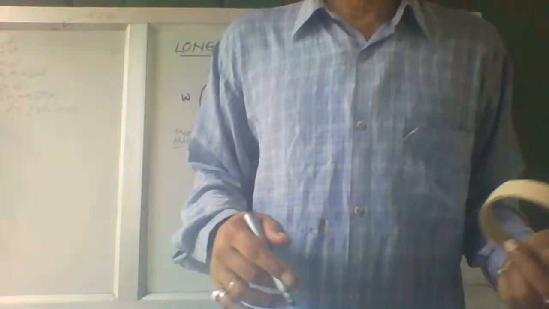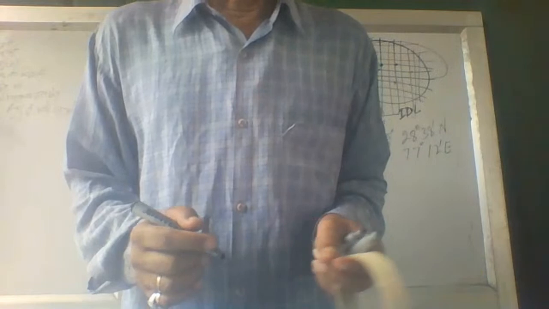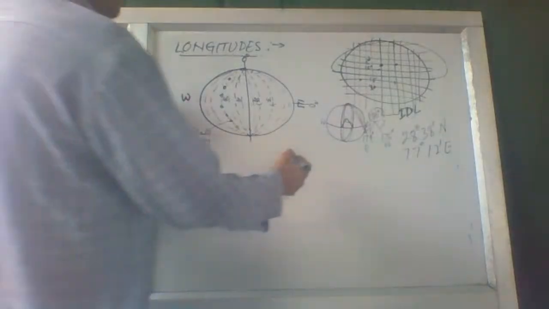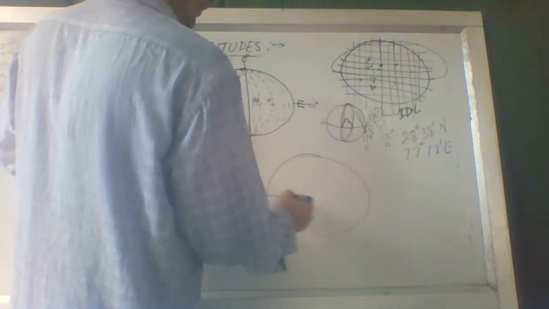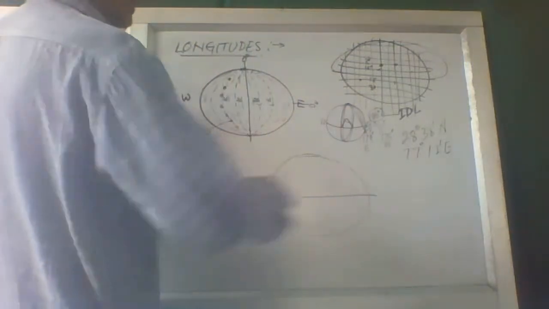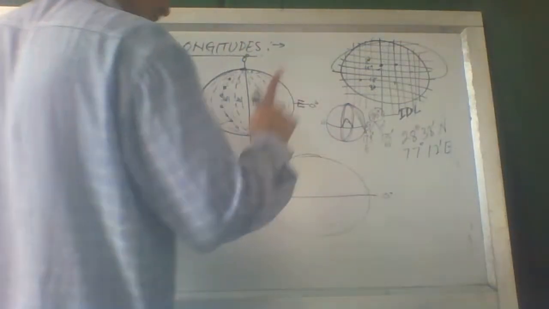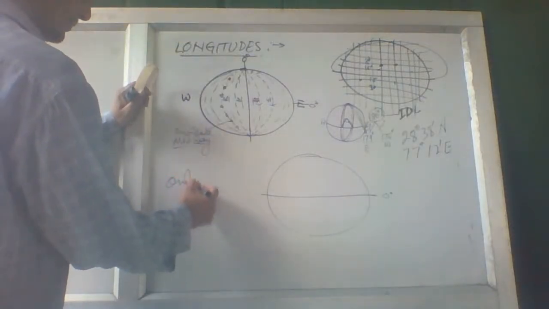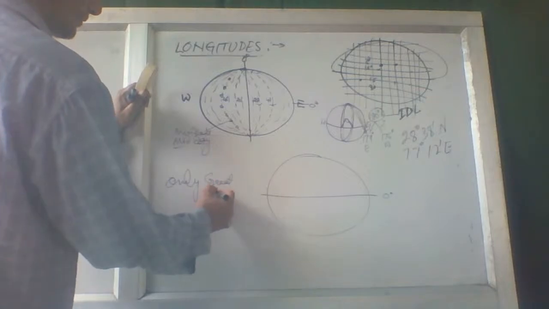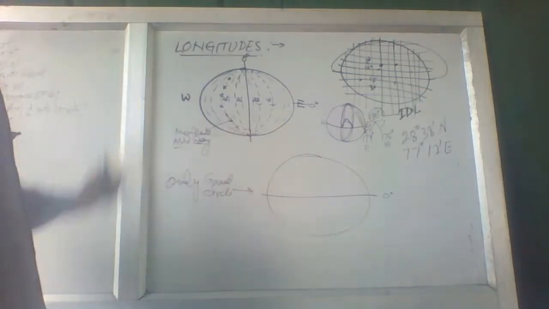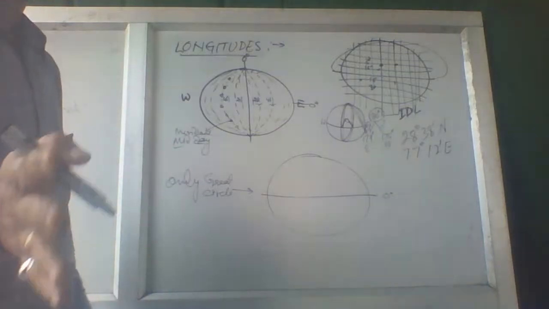Now the next part is the great circle routes. Now these great circle routes are totally different, and the 0 degree latitude is the only great circle. We have come to know about this. This is 0 degree latitude, not longitude, latitude. This is the only great circle: 0 degree latitude, or the equator, is the only great circle.